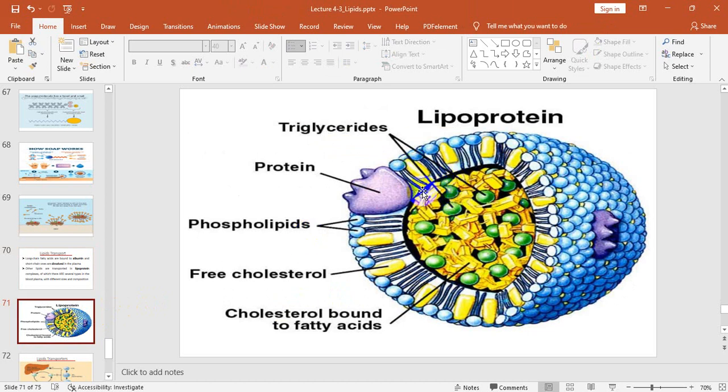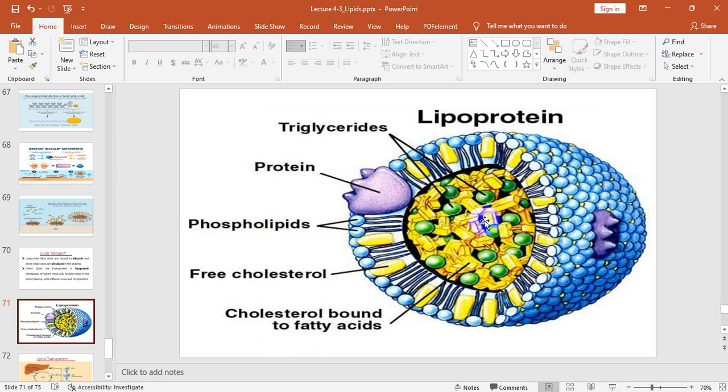This is how a lipid is transported in the blood. It binds to what? Lipoprotein. It travels in the form of a lipoprotein. So inside we have these green balls representing triglycerides or triacylglycerides. We have the protein here, the phospholipid here, and the free cholesterol. We have the cholesterol bound to fatty acids. So free cholesterol is outside, and the cholesterol bound to the fatty acid is here.